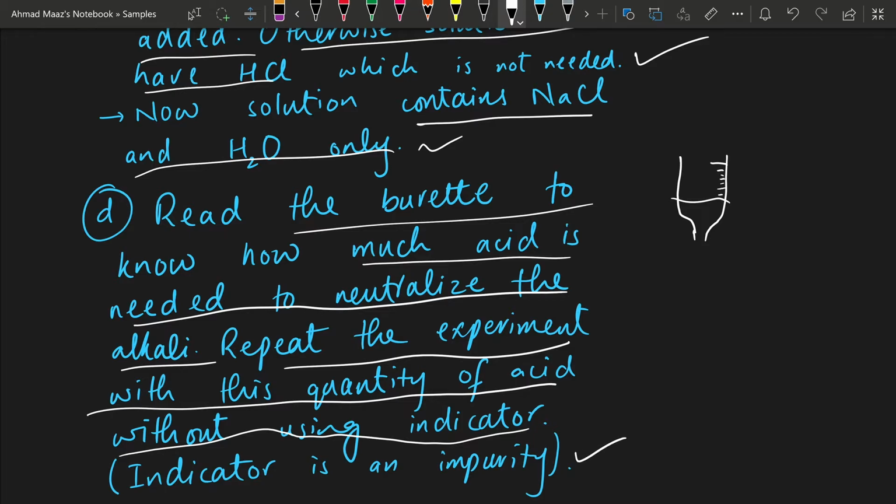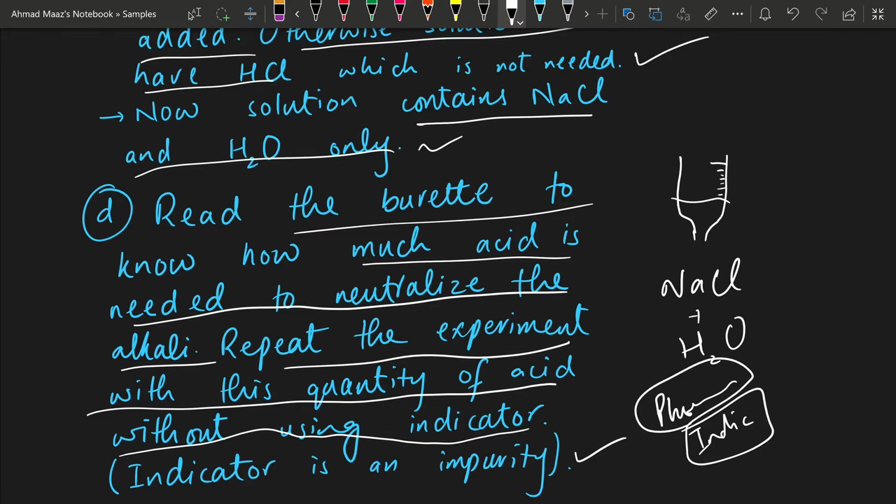Why? Because indicator is an impurity. We do not want indicators in our experiment. We only want the products to be NaCl plus H2O. We do not want phenolphthalein in it. We do not want any indicator. Indicator was only used to check how much acid is needed to neutralize that sodium hydroxide.